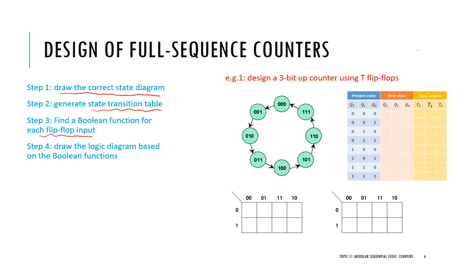Let's use one example to see this. Let's design a 3-bit up counter using T flip-flops. Before we start, a little review about T flip-flops. If you remember, T means toggle. For this flip-flop, we have a T input, of course a clock input too, and we have the Q output. I put Q(n+1) because we are trying to figure out the next state.